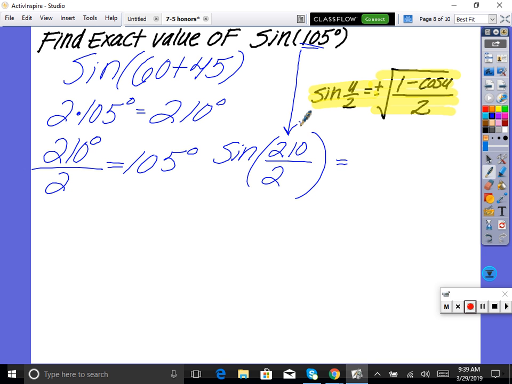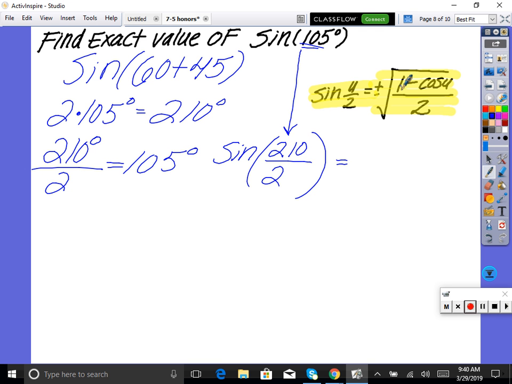So let's go ahead and plug it into our half angle formula to calculate the answer here. The sine of 105 is not usually able to be calculated as an exact answer, but now that we have our sum and half angle and double angle formulas, we can find exact answers.